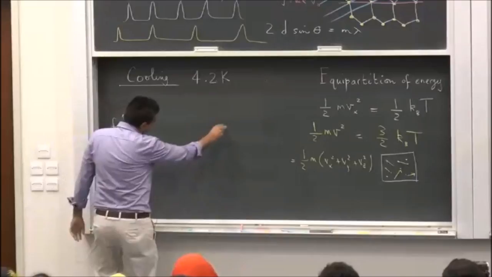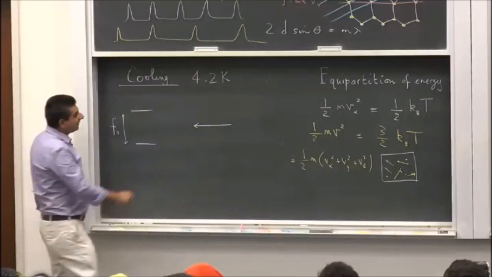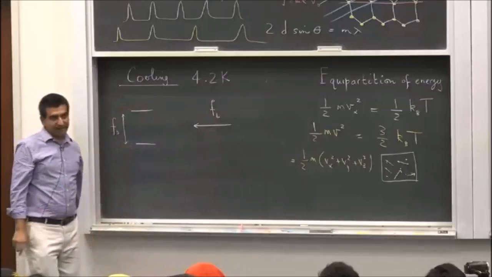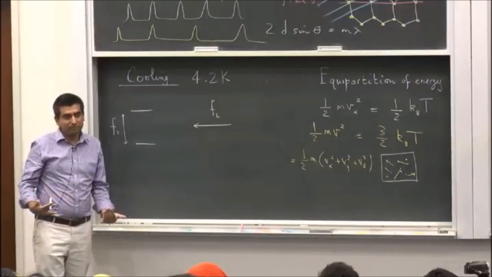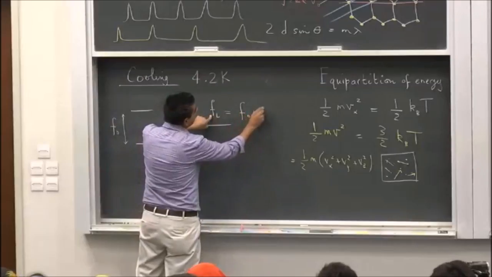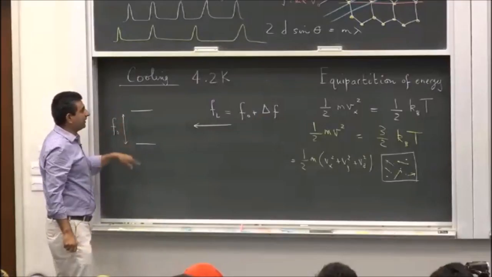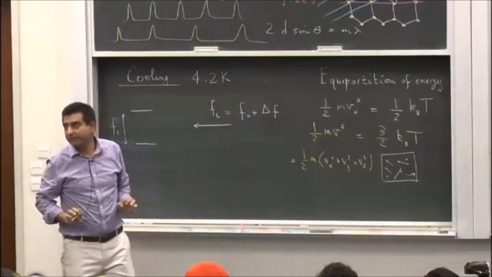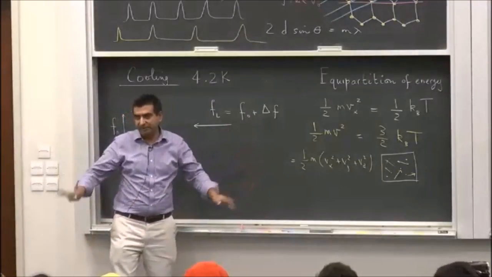Now suppose I have a laser beam that's coming in towards the atom. And the laser beam has a frequency fL, which is not the same as f naught. It is slightly detuned from f naught. So this laser frequency is actually f naught plus some delta f. So if this is 100 nanometers, this is 101 nanometers perhaps. So it's slightly detuned. We'll see. It could be positive, negative, but we'll see.